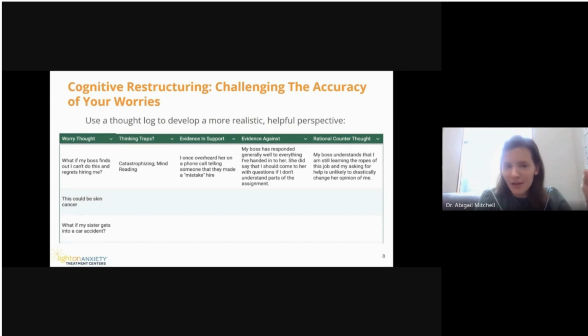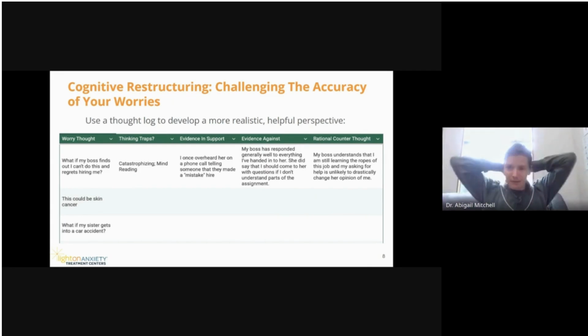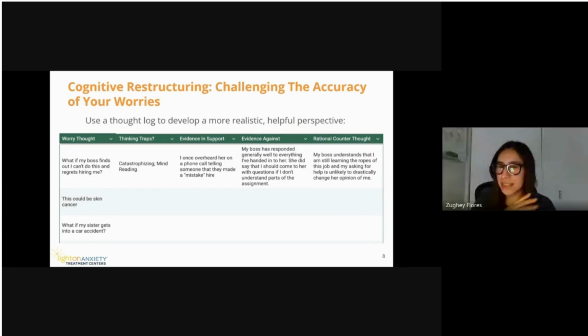Right. So I need another participant. We're going to take one of these examples and fill out an entry here. All right, I need a brave participant. We'll just do one and you can pick whichever worry thought. Okay, Suhei, perfect. Which one do you want? Which worry thought? This could be skin cancer.